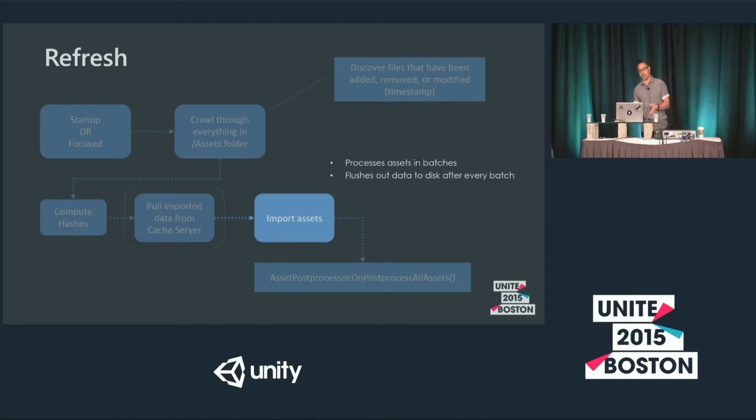So we feed them into the import asset step, which takes that huge list, slices it into batches, and processes the batches, saves the data back out until it has finished all that. Right now, that sits in the editor and in your main thread, and you have to wait until it finishes. And then finally, once we're done with all that, we call to the asset post-processing system and tell you, OK, this is the stuff we actually touched. Here's all this. This has changed. So that's a refresh step.